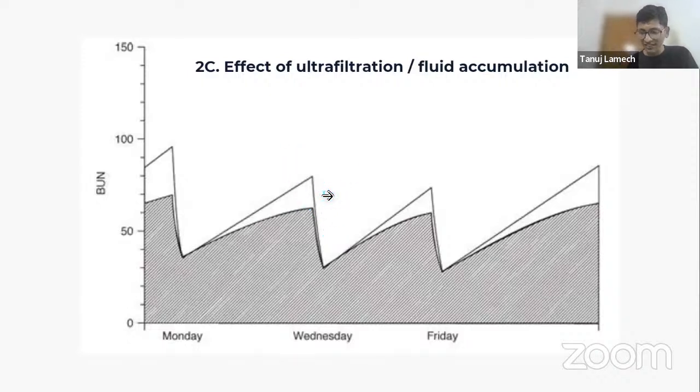In fact, if you have a 70 kg person who is doing dialysis 3 times a week and their weight gain is 3.5 to 4 kg, the ultrafiltration alone accounts for around 0.15 to 0.2 of his Kt/V, just the ultrafiltration. So it's important that you make that correction.